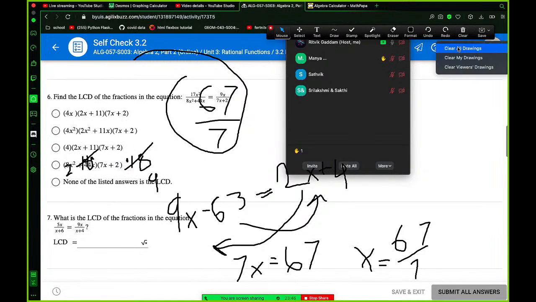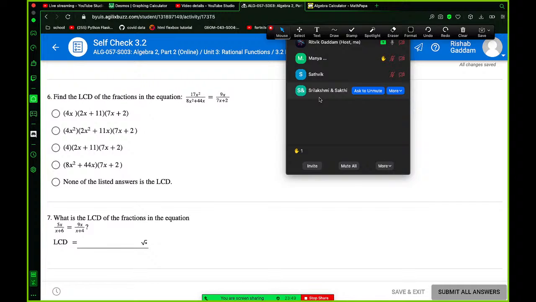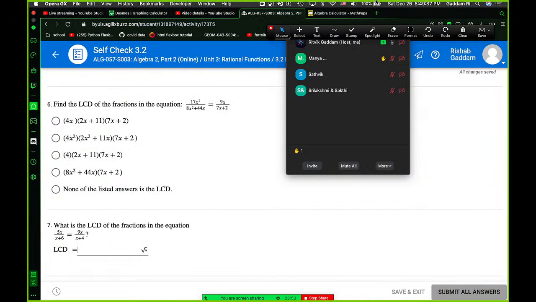Okay, let's clear the page. Okay, Satvik, you're the only one left. After you do this, we can maybe do one more round for all of you, and then class will be over.